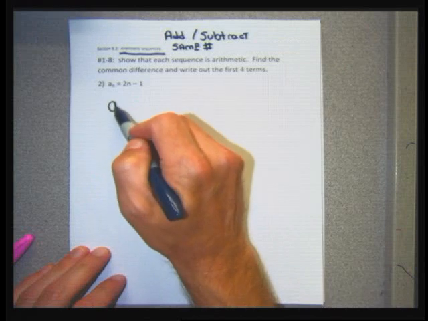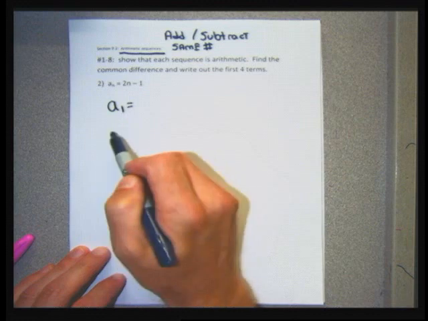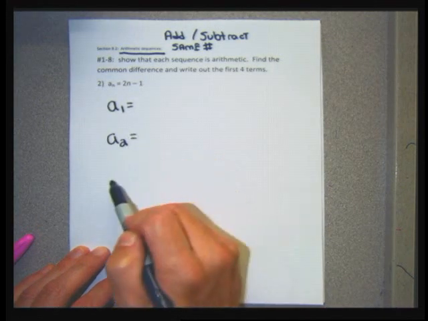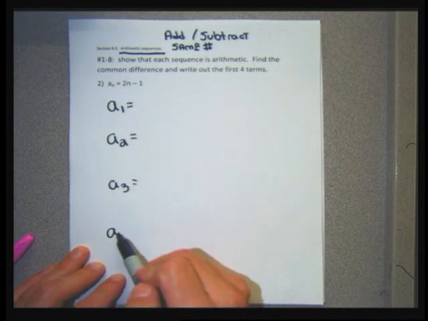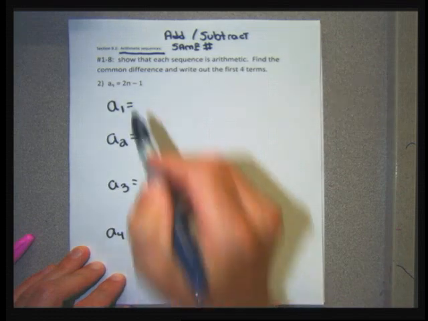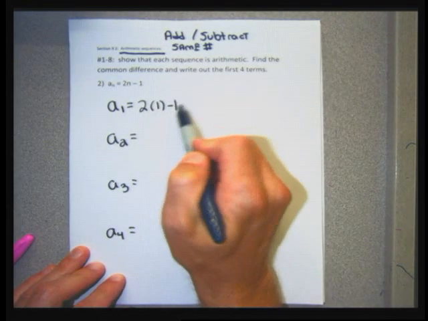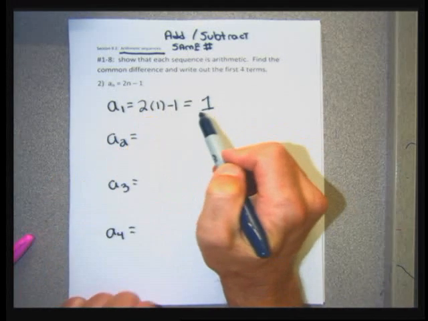Problem 2 wants me to list out the first four terms: a sub 1, which is the first term, a sub 2, the second term, a sub 3, the third term, and a sub 4, the fourth term. That's easy enough to do. To find a sub 1, I plug 1 in for the n, and this gives me 2 minus 1, which is 1, so the first term is 1.